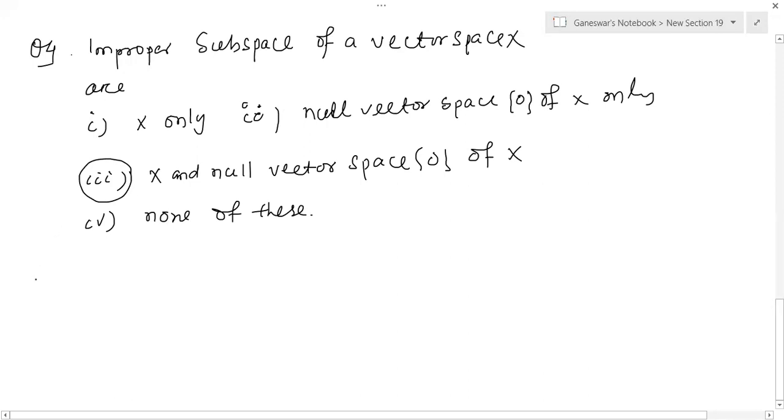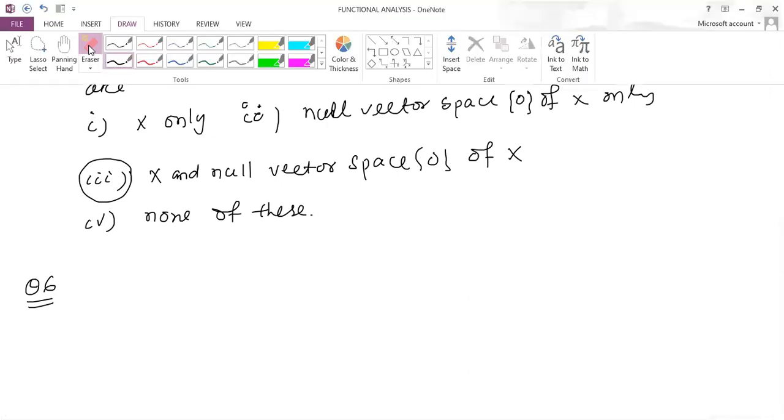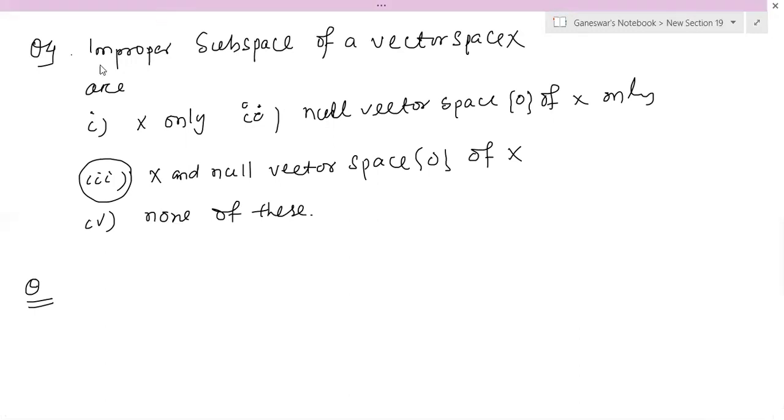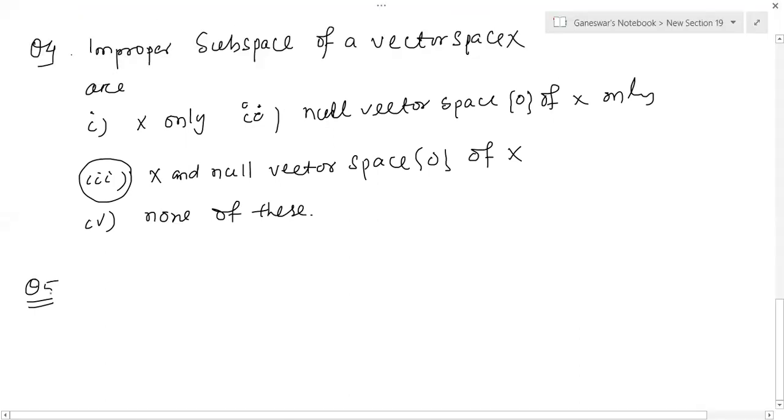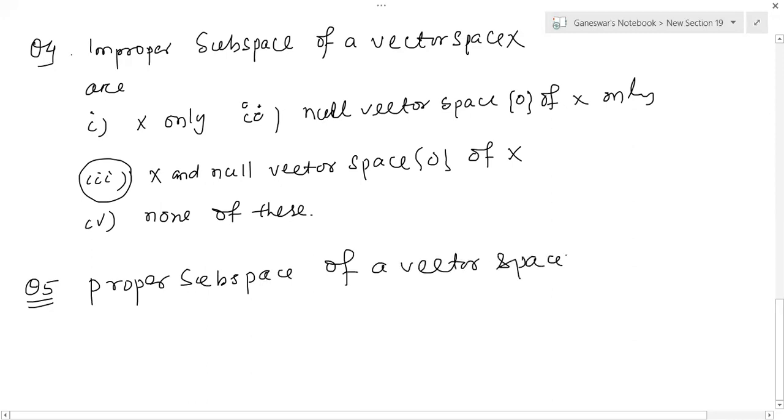That is question number 5. Question number 5: remember the proper subspace of a vector space X. The proper subspace of a vector space X is what?